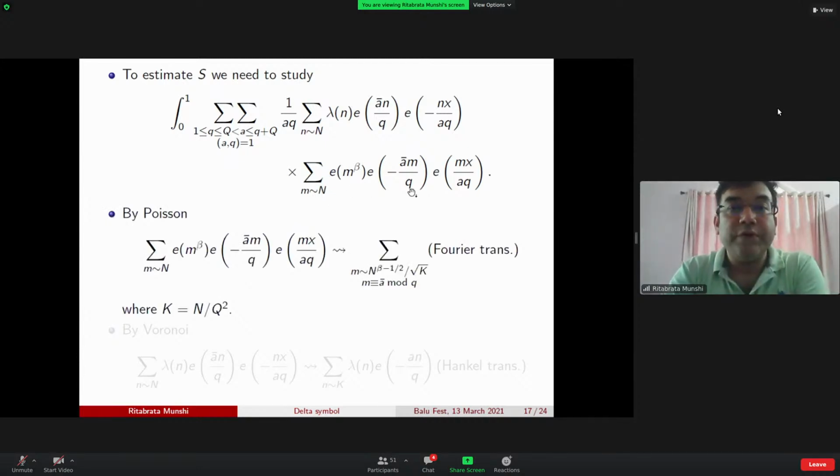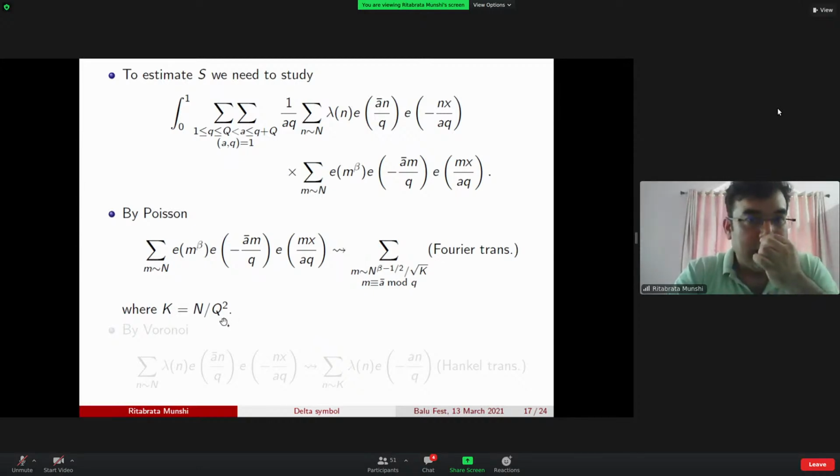If you apply the Poisson summation formula from here, since this is the arithmetic part, it will reduce to some congruence. So you get m is congruent to a bar modulo q. And this e of m to the power beta will be put in the Fourier transform, so it's hidden over here. There is some Fourier transform here, which involves certain oscillatory terms, which you can try to evaluate using stationary phase if you want. And here my k is n by q squared.